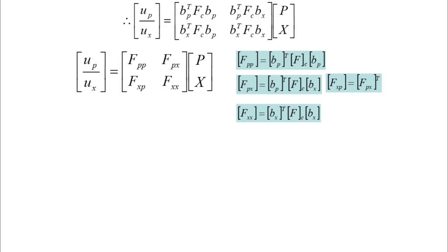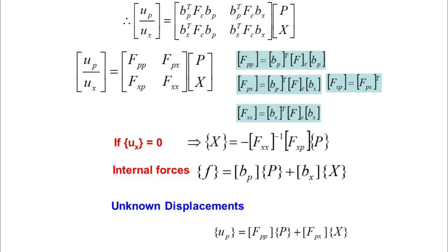These are given by FPP is equal to BP transpose FC BP. FPX is given by BP transpose FC BX, and FXX is given by BX transpose FC BX. Now FPX and FXP are basically transpose of each other. So this process gives us the system of equations necessary to obtain our results.